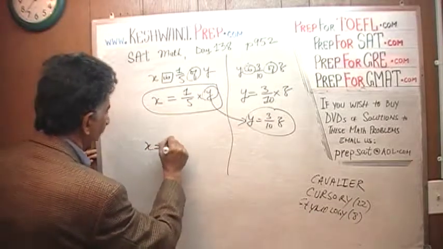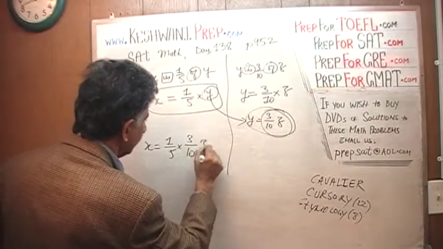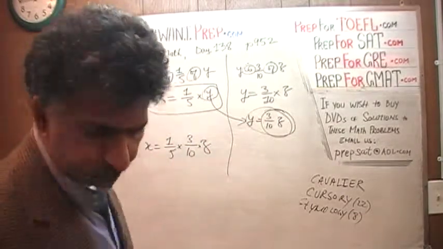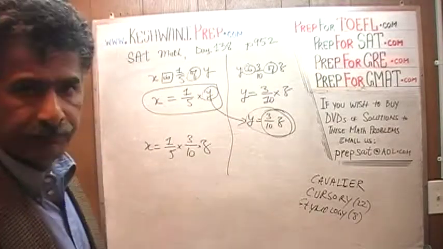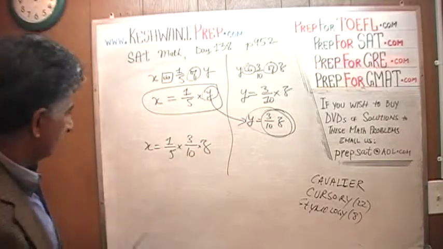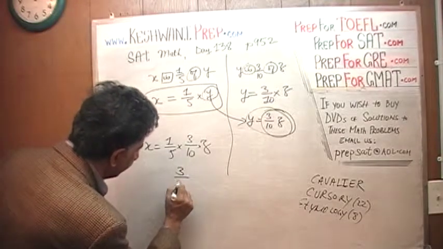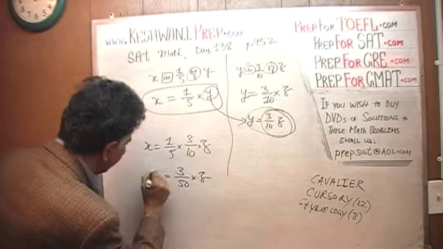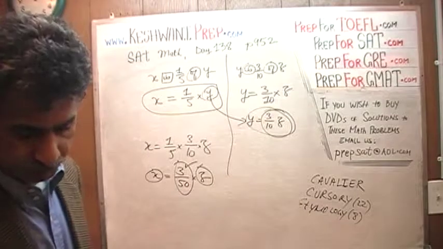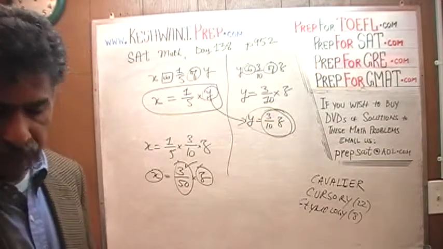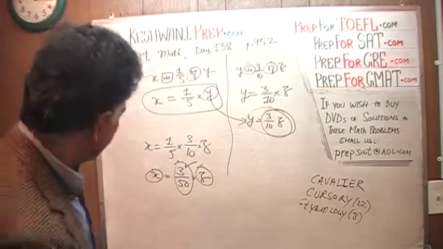So x equals 1/5 times y, which is this guy right here, 3/10 of z. Let's see what they're looking for. The question is, x is what fraction of z? There you go, we're going to find x in terms of z. That's what I kind of figured they would ask. So that's it, we're done. 1 times 3 is 3, and on the bottom 5 times 10 is 50. 3/50 times z. The question was, x is what fraction of z? X turns out to be 3/50 of z, as you can see here.